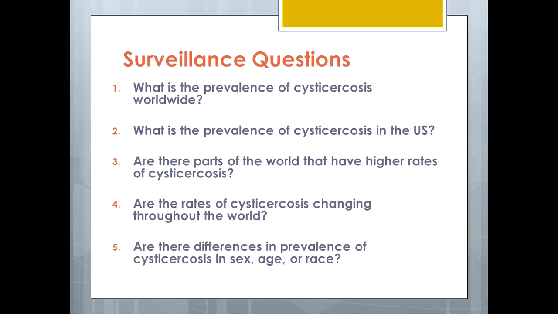Some of the surveillance questions that I wanted to ask about cysticercosis were, what are the prevalences worldwide and in the US of this disease? And are there differences in prevalences in different parts of the world? What are the rates of cysticercosis? What are the dynamics of cysticercosis? Are those rates changing over time throughout the world? And are there differences in the prevalence of cysticercosis by sex, age, race, or other demographic factors?